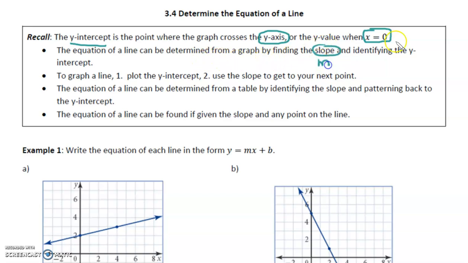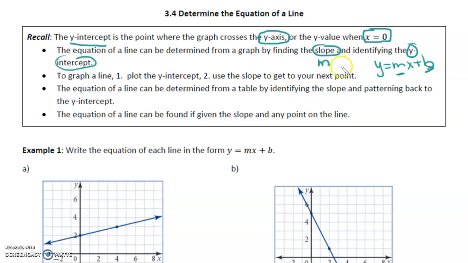The equation of a line can be determined from a graph by finding two things. We want to find the slope, and we want to find the y-intercept. So y equals mx plus b. We want to fill in the m and the b. To graph the line, there are two steps. One, plot the y-intercept. That's going to be our reference point.